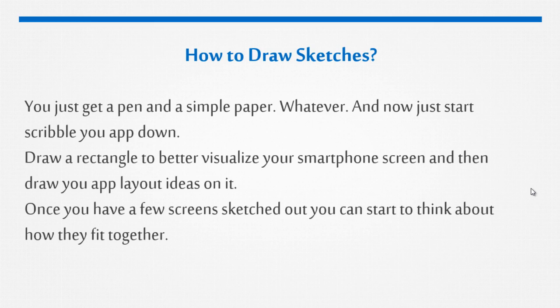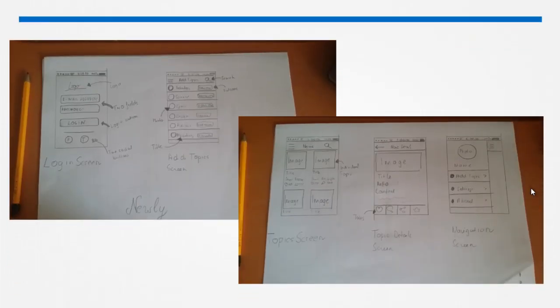Your goal is twofold: to generate a lot of different ideas and to explore and evaluate them at the same time. Draw a rectangle to better visualize your smartphone screen and then draw your app layout ideas on it. Once you have a few screens sketched out, you can start to think about how they fit together. In user experience design, it's called UI flows, or series of key screens. They showcase how a user would use your solution to accomplish a task in your app. UI flows highlight which interfaces are used and how the system responds.